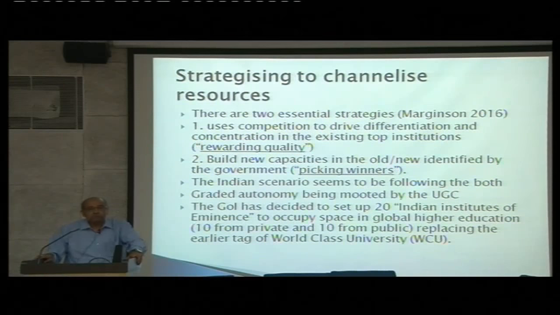Now, worldwide, when you're trying to look at how you channelize resources for R&D, these are the two major strategies that we find, but I will see the reflection of these two strategies in the Indian context.